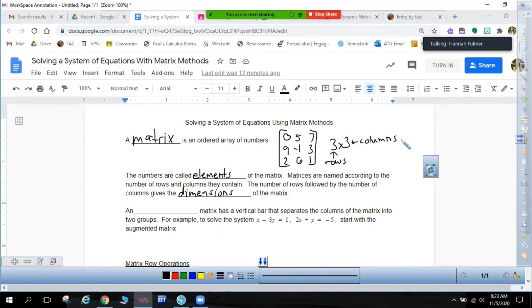Okay, let's move down to this next paragraph and I'll give you guys some time. It says, and it's an augmented matrix, augmented matrix. It has a vertical bar that separates the columns of the matrix into 2 groups. And then we'll look at the example here in a second. Go ahead and write that down. The next sentence that says, for example, write all of that, and then we'll look at it together.